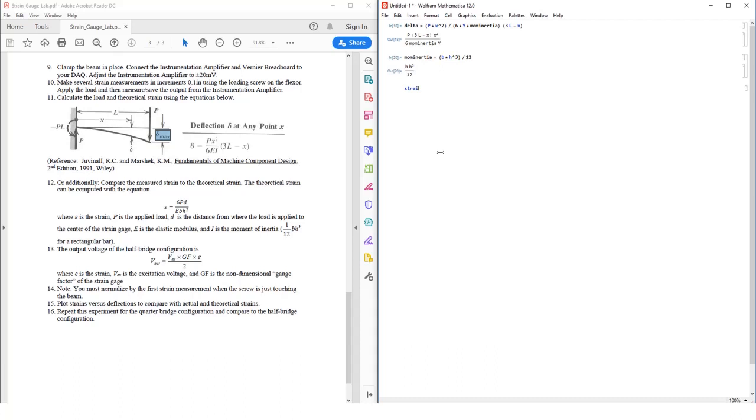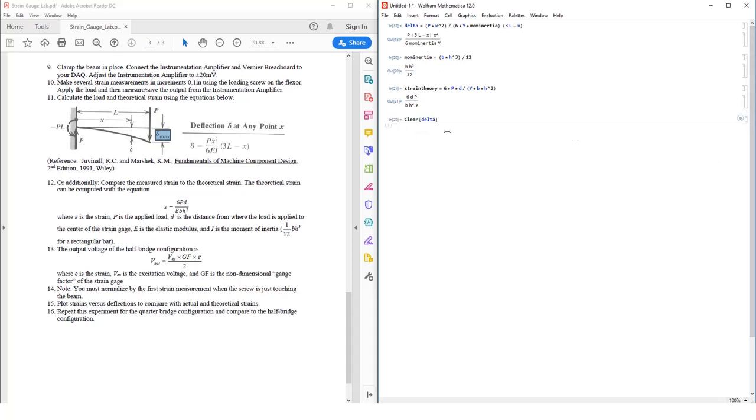We also have our theoretical strain, which is given here by 6 times P times D divided by Young's modulus times your base, and you can deduce this as well, times your height squared. This is for if you apply it at the end of your beam here. So this is your theoretical strain. Now, I'm going to clear my delta for just a second, and you'll see why in just a minute.